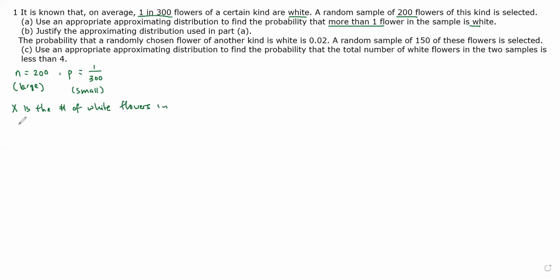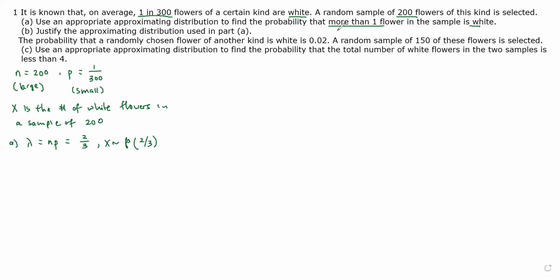In a sample of 200, for part A, because n is large and p is small, we can approximate the binomial distribution by a Poisson distribution. The lambda for the Poisson distribution is given by np, which is 2 over 3. Then we say that X follows a Poisson distribution with lambda 2 over 3.